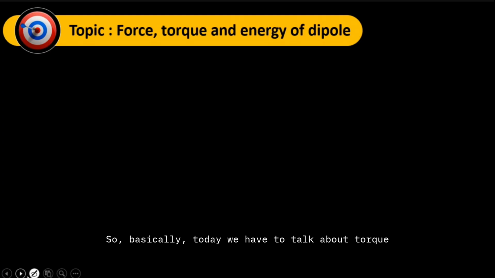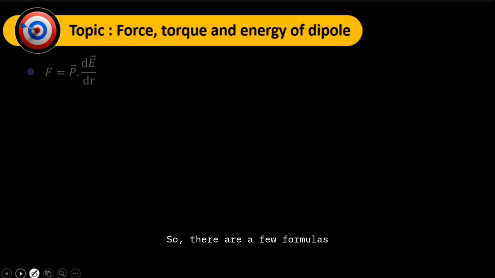Today we have to talk about torque: how much torque an electric dipole actually experiences when it is placed in a uniform electric field. Here are a few formulas. First of all, this is the relation between force, dipole, electric field and the distance. An important formula, you might be using it in some of the problems.